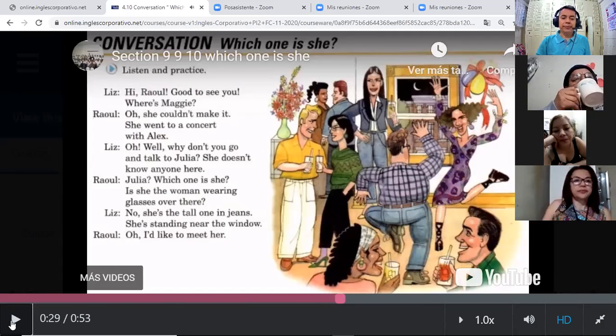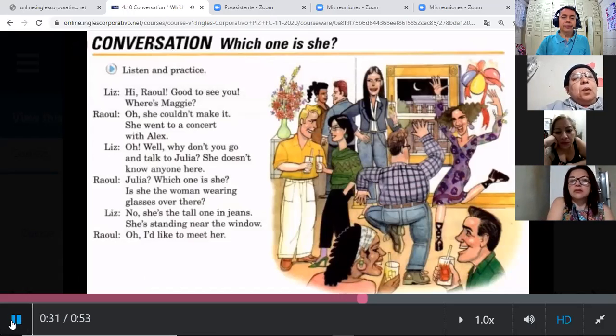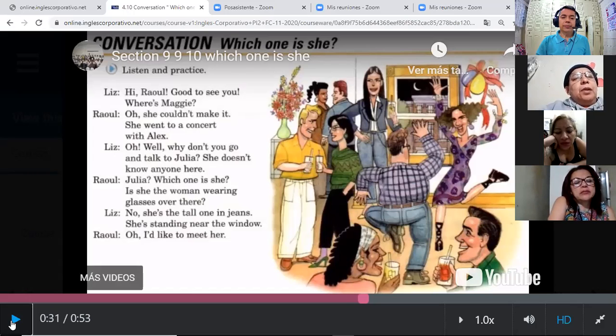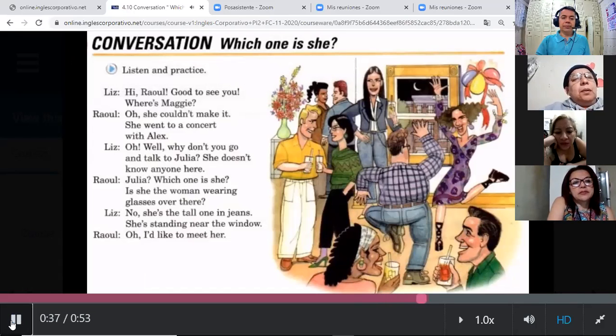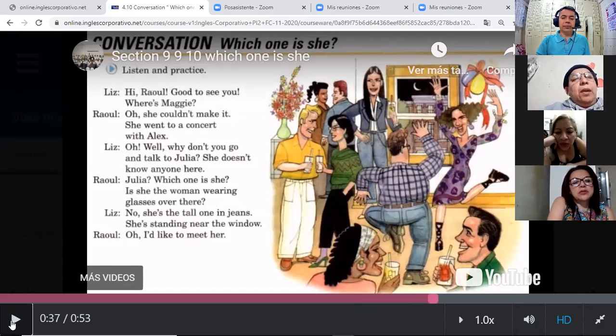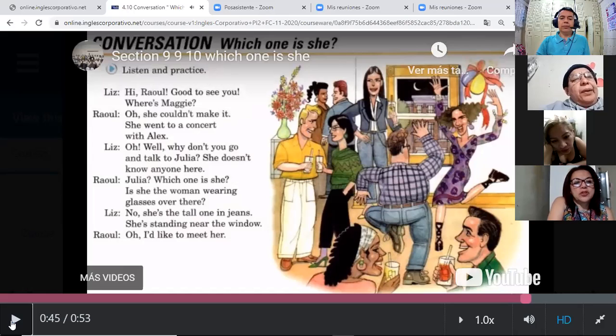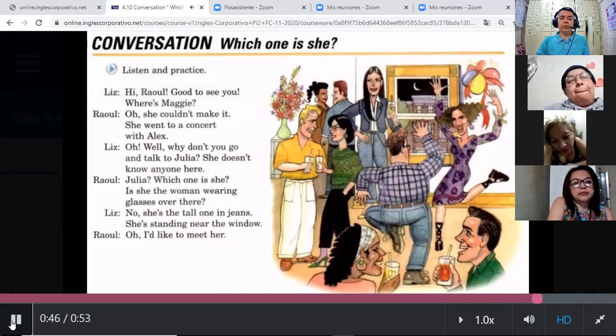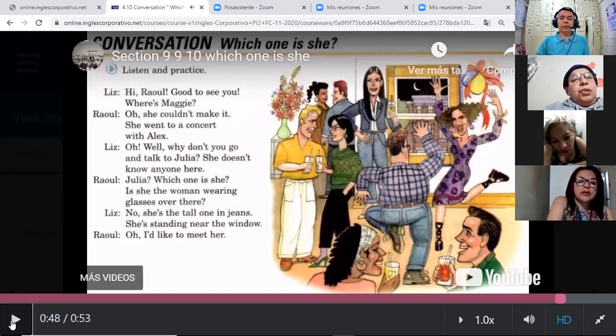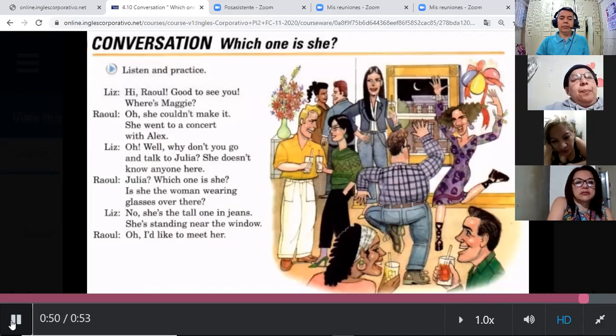Where's Maggie? Oh, she couldn't make it. She went to a concert with Alex. Oh, well, why don't you go and talk to Julia? She doesn't know anyone here. Julia? Which one is she? Is she the woman wearing glasses over there? No, she's the tall one in jeans. She's standing near the window. Oh, I'd like to meet her.